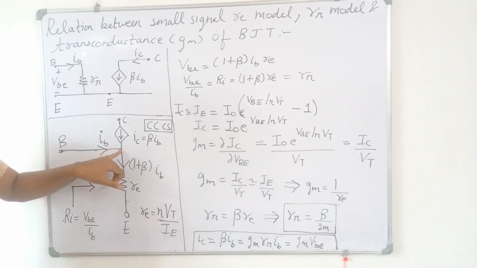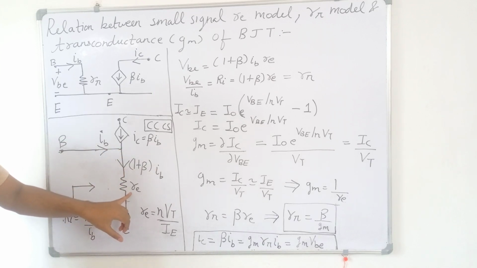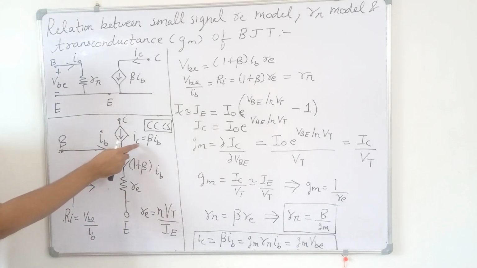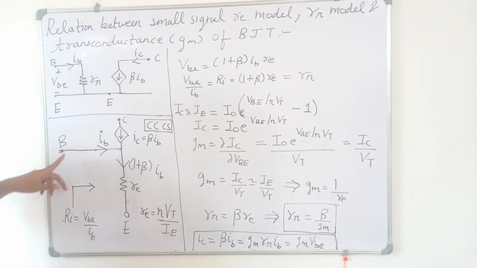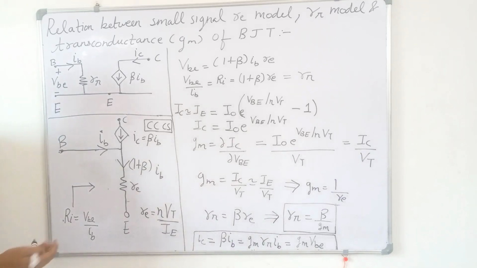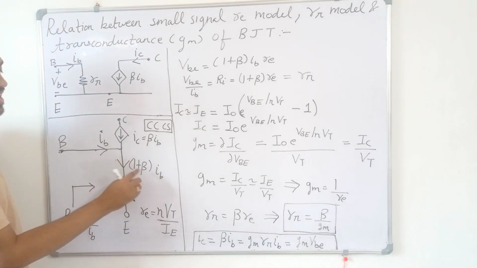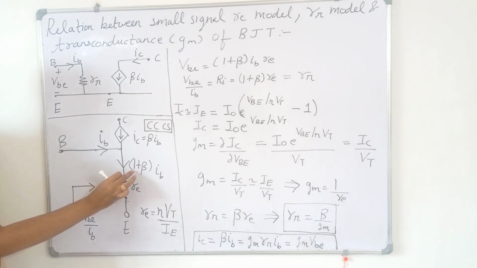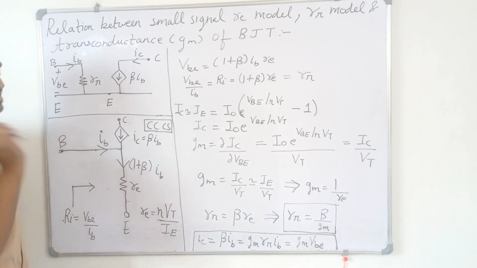The emitter resistance is represented as small re, and this is the emitter resistance. The collector current IC equals beta IB. It is represented as a current dependent current source. This is your current IB. So remember this. This is the small signal re model. Obviously this current will be IE, and IE is given as (1 plus beta) IB. So the emitter current equals (1 plus beta) times the base current.